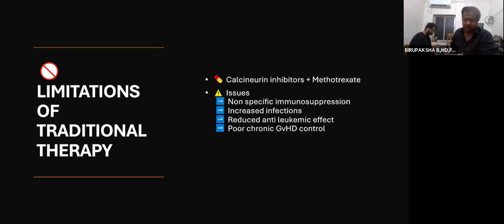delineated out here. It's non-specific immunosuppression. Non-specific immunosuppression can kill anything. Increased infections, reduced graft versus leukemic effect, and poor chronic GVHD control. The dreaded part: post 100 days after the stem cell is transplanted. That's the problem.